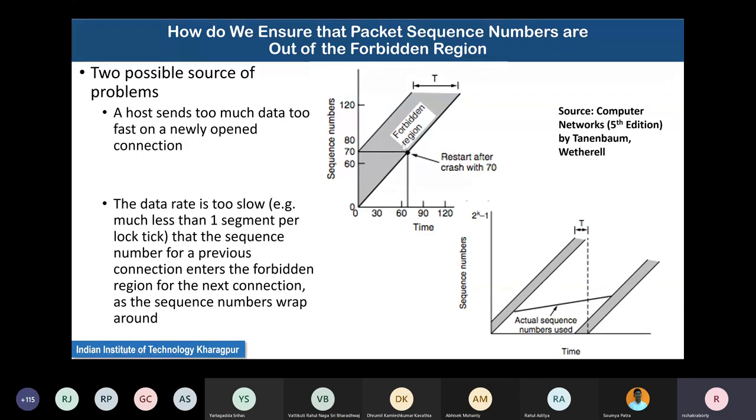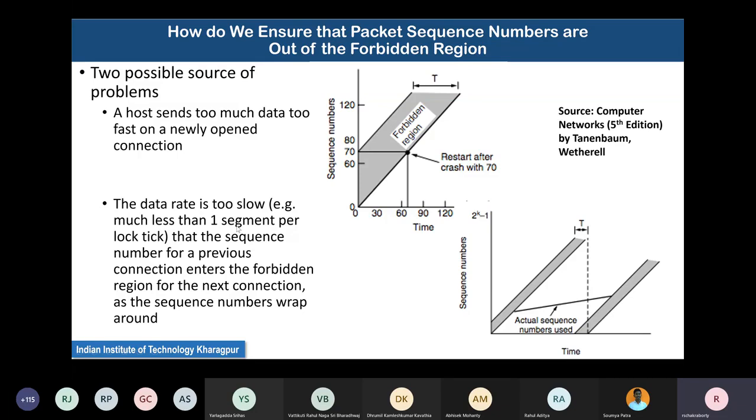It means that in this restart problem, it sends at a rate which has a slope, a straight line with a slope, which is higher than the initial slope. Then it will go into the forbidden region. The second one is peculiar. In the second one, the data rate is too slow.